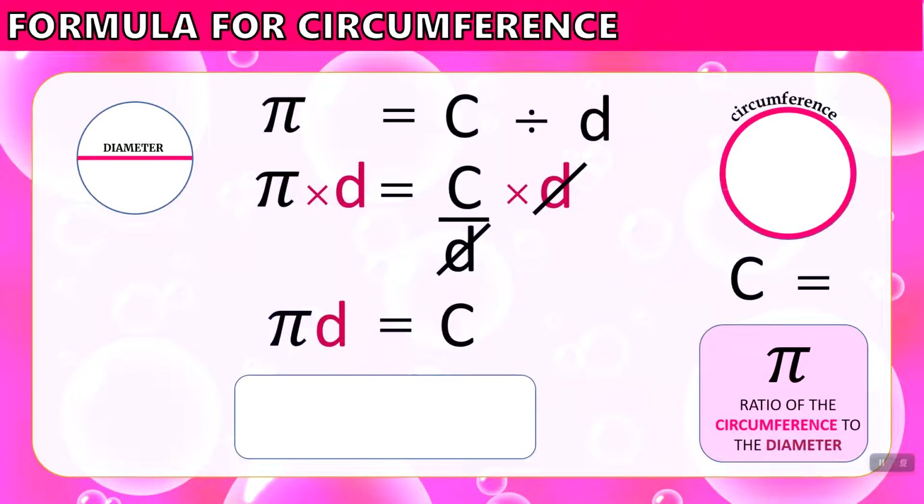pi times d is the same as pi d. And if we rewrote it in a way that looks nice to us, we would say C equals pi d, or C is equal to pi times d. And so we've found the formula now for circumference. C is equal to pi multiplied by d.